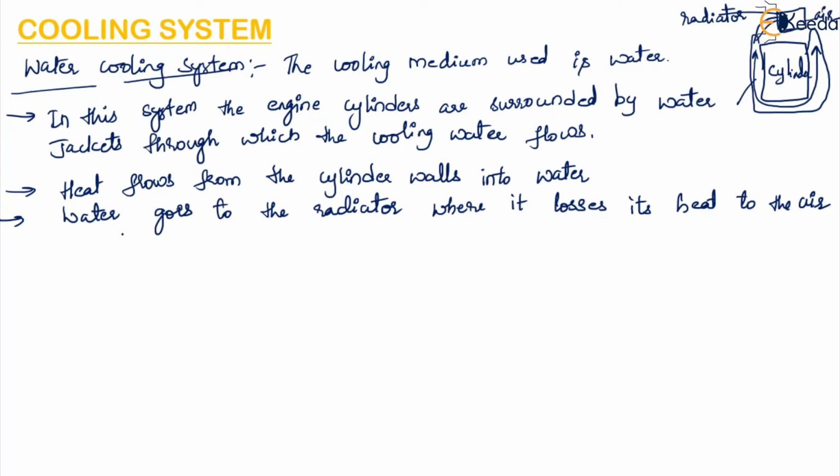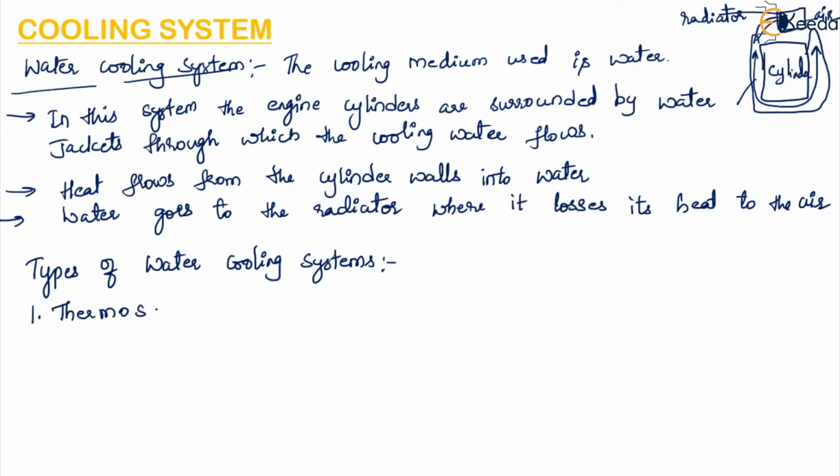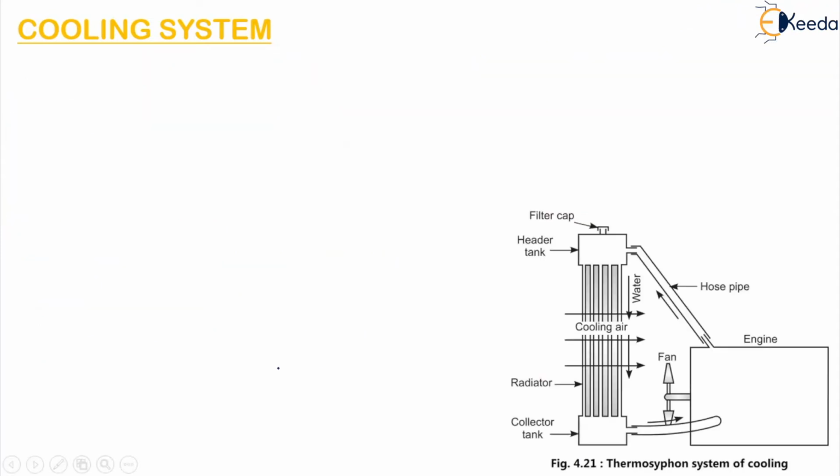So there are mainly two types of water cooling systems. The first one is the thermosyphon system. The second one is the pump circulation system. So the first one, the thermosyphon system.